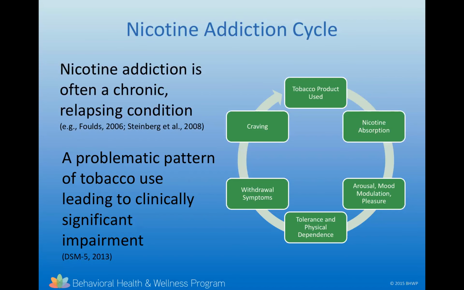So here is a kind of general mapping of the nicotine addiction cycle, and this looks similar for all the different substances that we're talking about today. So you can see the tobacco product or substance is used at the top of the cycle there. We absorb the nicotine or drug and we get that dopamine release, which will provide whatever effect the person might be looking for, whether it be arousal, pleasure, mood modulation, etc. Over time, tolerance and physical dependence develops. When the physical dependence is not met, we then encounter withdrawal symptoms, which lead to craving and use of the product, and on goes the cycle, potentially strengthening over extended use. So it is a problematic pattern of tobacco use that leads to clinically significant impairment, as you can see in that definition there on the left.